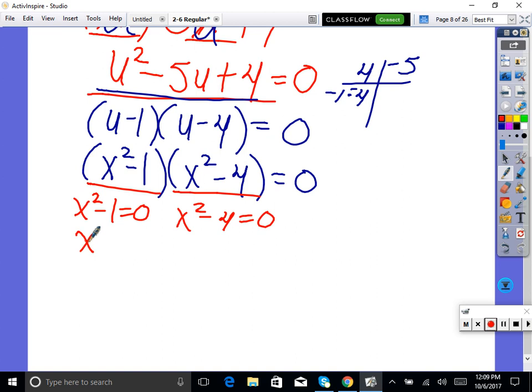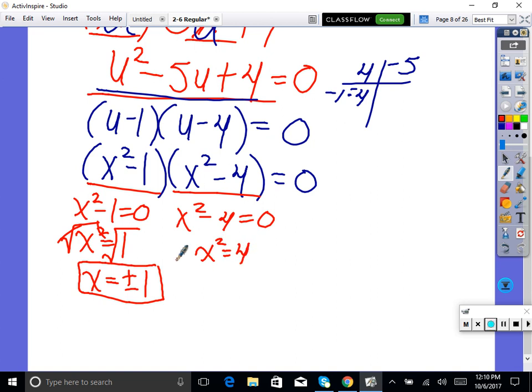So I'll add 1. X squared equals 1. Square root both sides. Don't say the square root of 1. We need to understand the square root of 1 is just 1, guys. So x is equal to plus and minus 1. Okay, there's 2 of our solutions. We'll add 4. X squared equals 4. We'll square root both sides. X is equal to plus and minus 2.